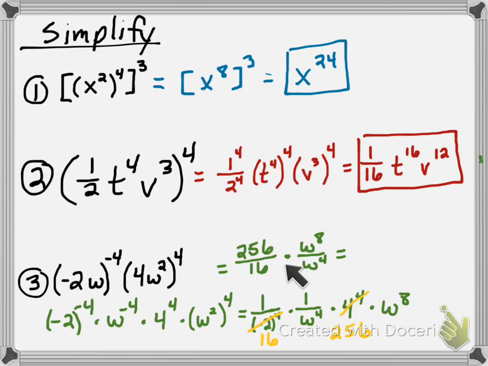256 divided by 16 is 16, and then w to the 8th divided by w to the 4th, when I divide like bases, I subtract the exponents. 8 minus 4 is 4, so I get w to the 4th. So all of this just simplifies to 16 w to the 4th power.